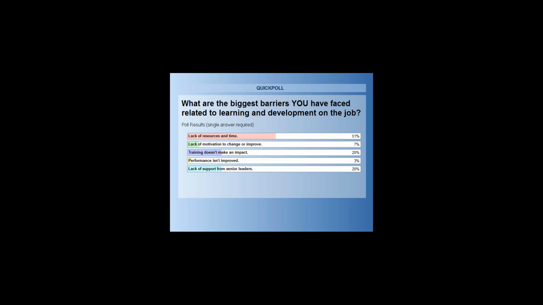Yep, and a good comment that came in from Mel, she said that lack of resources and time can also mean lack of support from leaders. So definitely very much interrelated. And I'm actually surprised at the number. I'm not surprised by the lack of resources and time, because it's kind of a question everyone asks, how can you do more with less? But the 20% that said training doesn't make an impact, coming from people that are likely in learning and development or human resources, is kind of surprising.